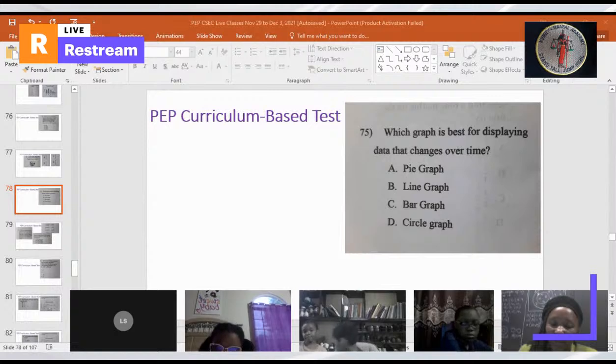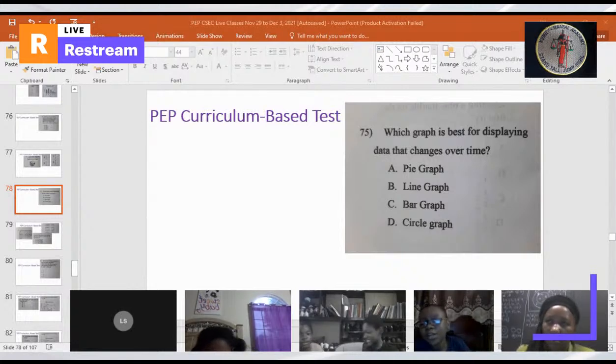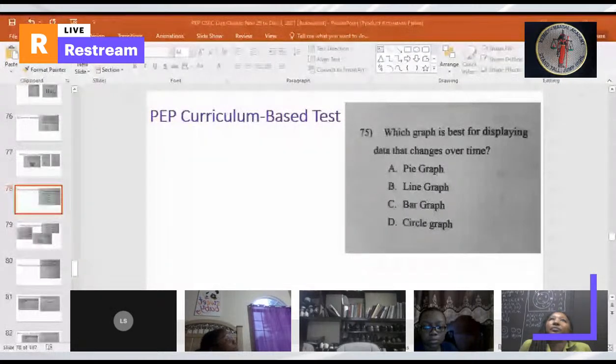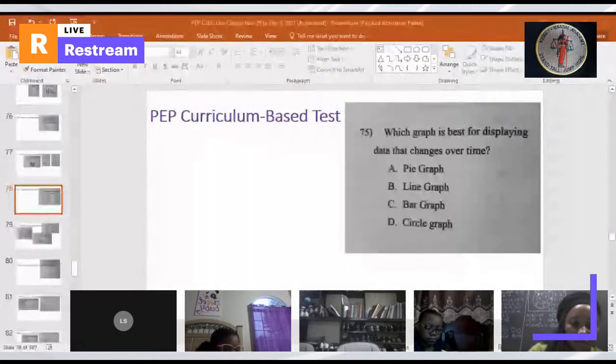All right, so which one is best to show if we're seeing the information is changing, so each year it's different? Which one of those would be best? D, circle graph. Miss, isn't B, I say line graph. Is a circle graph and a pie graph the same? The circle graph is the pie chart, right? Yes, Miss. That's best to compare quantities. I say line graph. Yes, Miss, I agree. Okay. All right. B, line graph. Let's see.